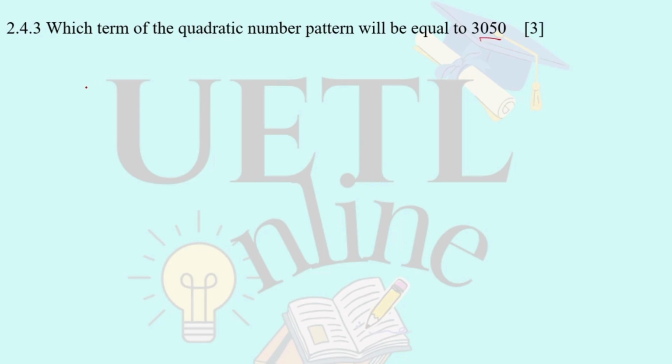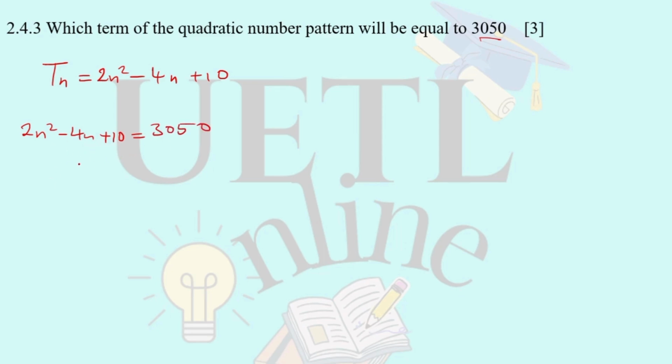Okay, so let's go and write our equation of the quadratic pattern. Our equation is saying that Tn is equals to 2n squared minus 4n plus 10. Okay, so this is our equation. Our duty here is to substitute Tn and find the value of n. Okay, so how to do that? We're going to say 2n squared minus 4n plus 10 is equals to 3050. Okay, so after that, we just have to solve this quadratic equation.